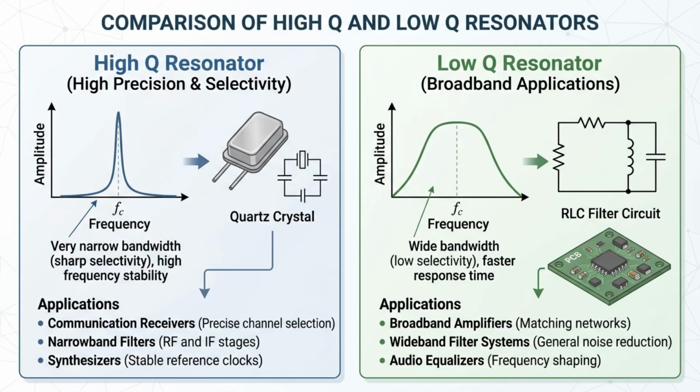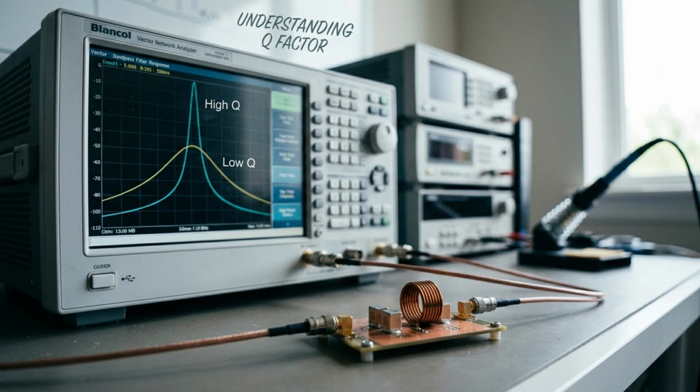High Q resonators are used in applications where frequency, precision, and selectivity are essential, such as communication receivers and narrowband filtering systems. Low Q resonators are used in broadband applications where wide frequency coverage is more important than sharp selectivity. Understanding Q factor allows RF engineers to control bandwidth, reduce interference, and optimize signal clarity in complex communication systems.